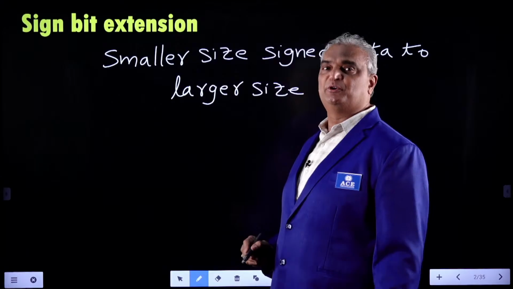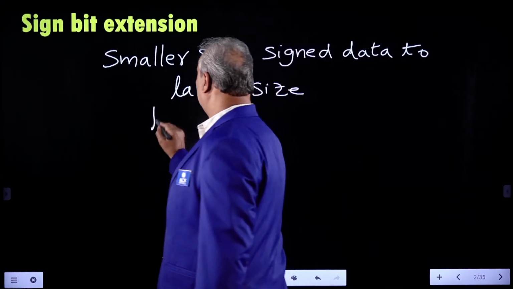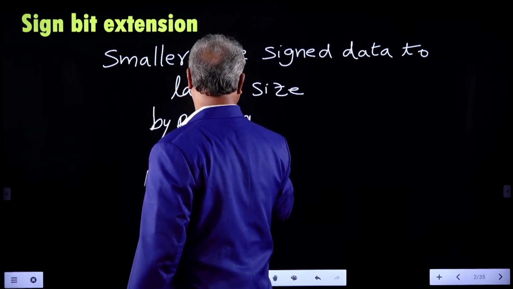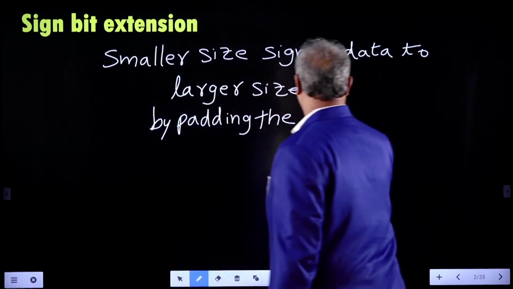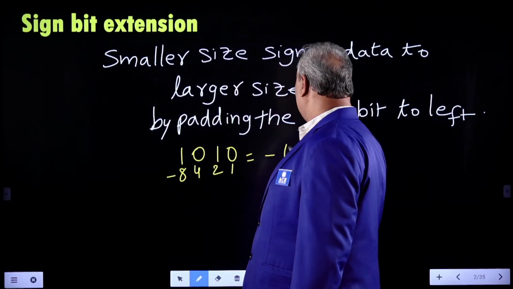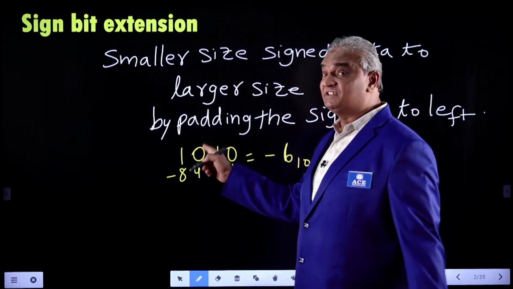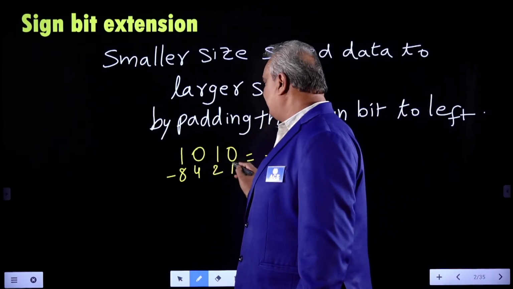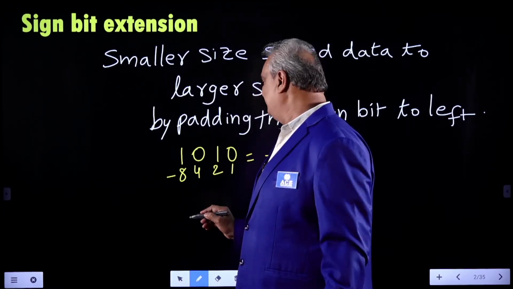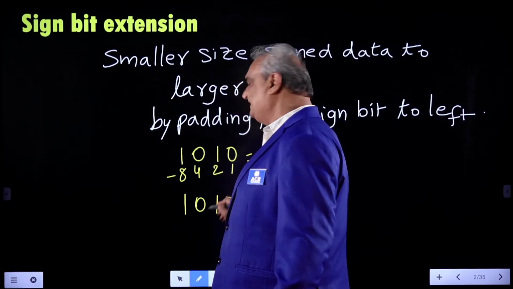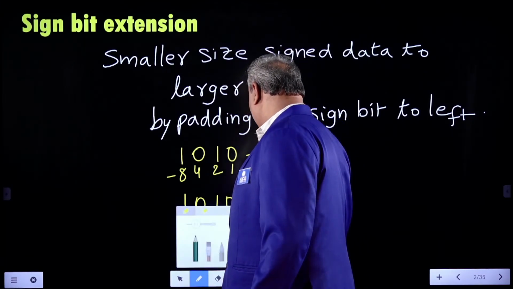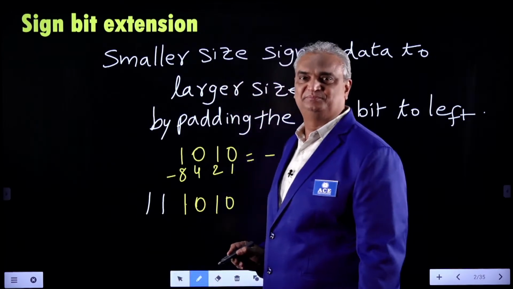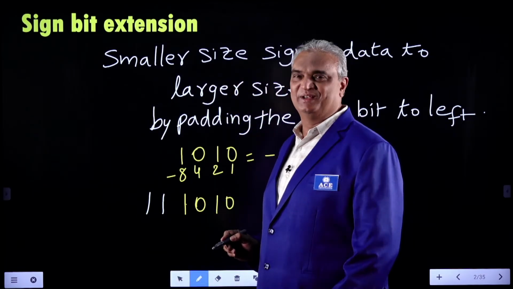By padding the sign bit to the left. Take -6, a decimal value, when this data is in signed 2's complement notation. Now, if you want to change the data from 4-bit to 6-bit, the additional bits are nothing but sign bit extension, which means the sign bit is extended to the left. For how many positions? There is no limitation.